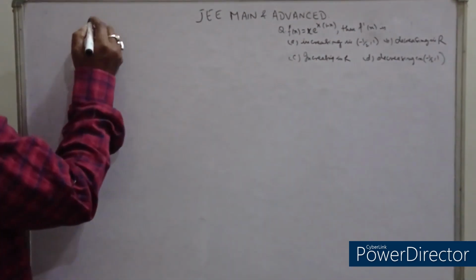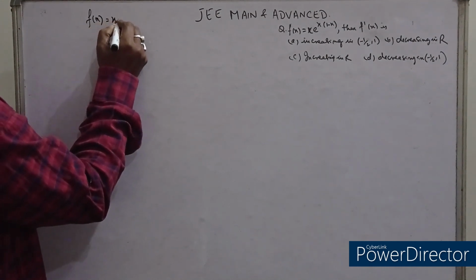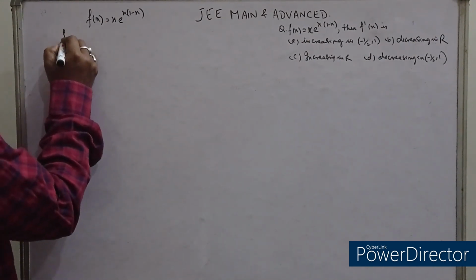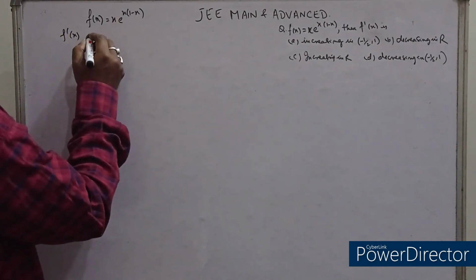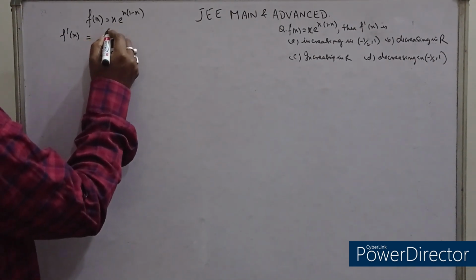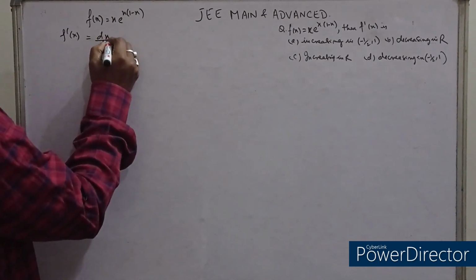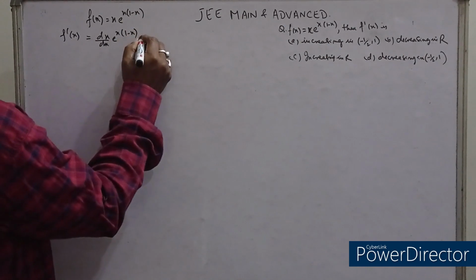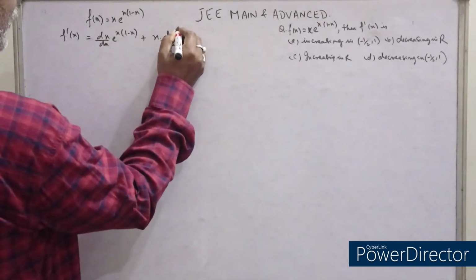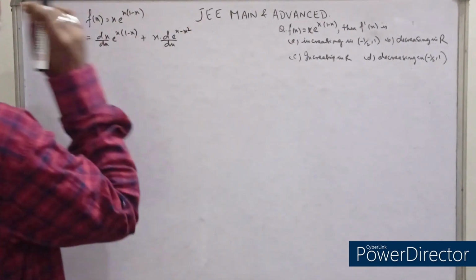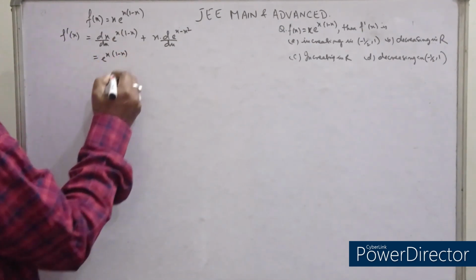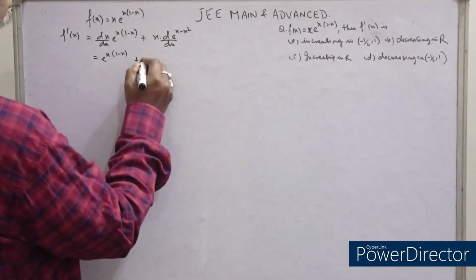So here f x is equal to x e to the power of x (1 minus x). Now for f dash x, we see that this is a product, so we have to apply the product rule. This will be d by dx of x e to the power of x (1 minus x), plus x times d by dx of x, which is x minus x square. So here this will be e to the power of x (1 minus x) and this will be x.